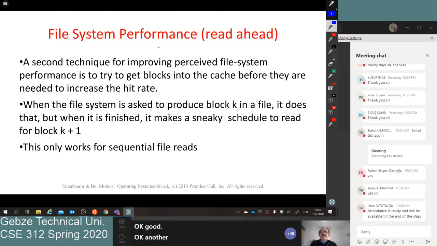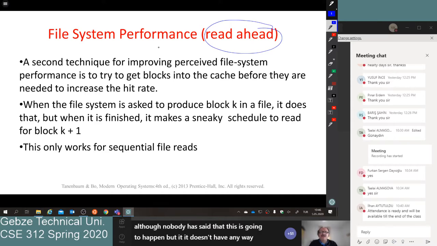Another improvement to file system performance could be done with this idea of read ahead. Again, we are talking about the cache between the memory and the disk, or the secondary storage. The idea is this: if the program says read block number K, the file system thinks that block number K plus one will be read in a few moments. So it will automatically issue a system command to read block number K plus one, although nobody has said that this is going to happen. This is called read ahead.